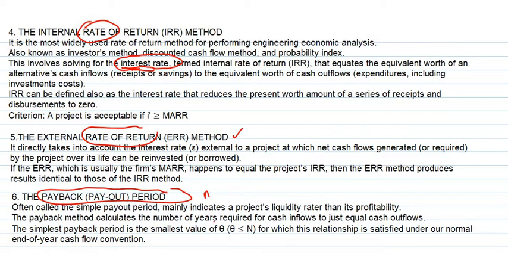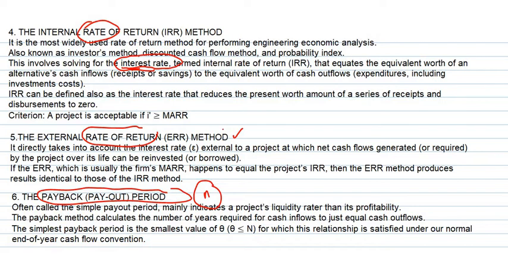The payback method calculates the number of years required for cash inflows to just equal cash outflows. The simplest payback period is the smallest value, N. So again, if we have the present worth method in terms of P, we find the value in terms of P. In payback period, this is in terms of the period. So let's say after 5 years, what happened to your investment? Do you have a greater value of your cash outflow or cash inflow? So this is in terms of period.